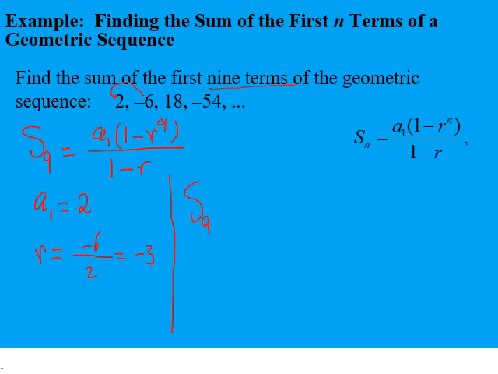So S9 is equal to, I prefer if you can write a bracket, A1, which is equal to 2, times 1 minus r, which is negative 3, to the power of 9, divided by 1 minus negative 3. By using my calculator, it's 2 multiplied by 1 minus negative 3 to the power of 9, divided by 1 minus negative 3, is equal to 9,842.